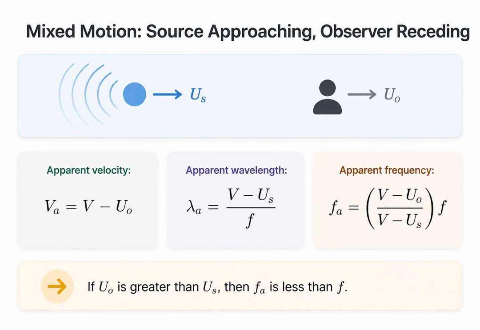We can also analyze mixed scenarios. Consider a source approaching an observer who is moving away. Here, the source's forward motion compresses the wavelength, which tends to increase the frequency. However, the observer's retreat decreases the relative wave velocity, which tends to lower it. The final apparent frequency depends on which speed is greater. If the observer is moving faster than the source, the overall frequency will decrease.